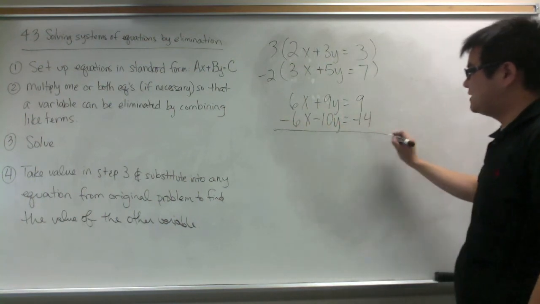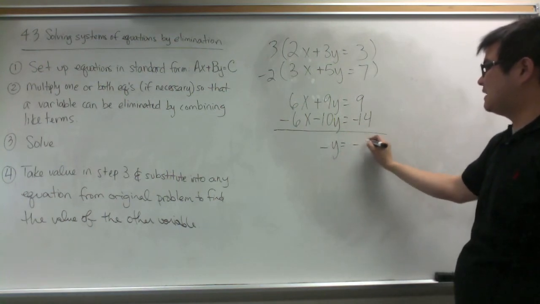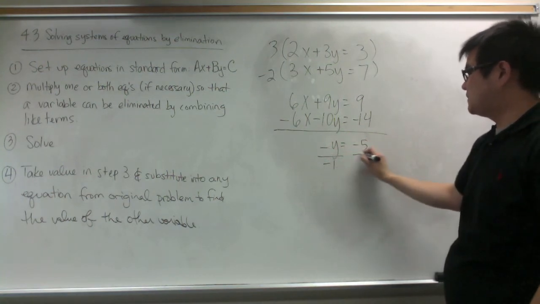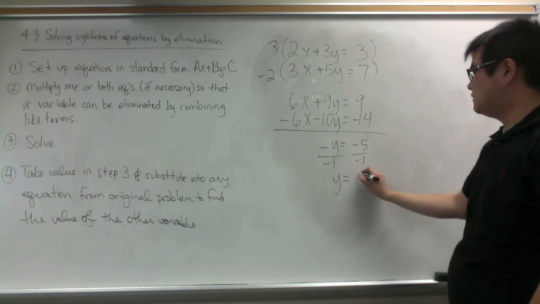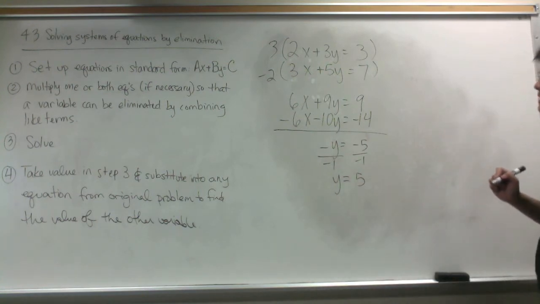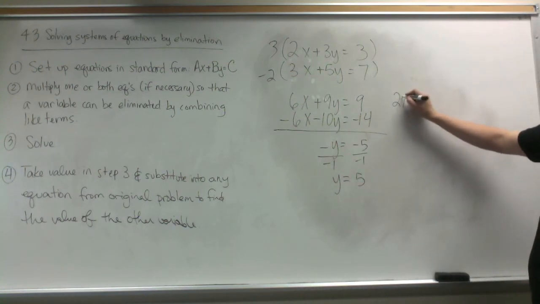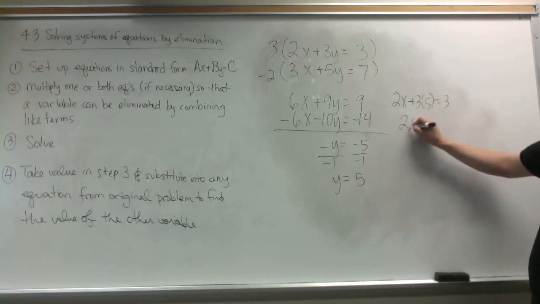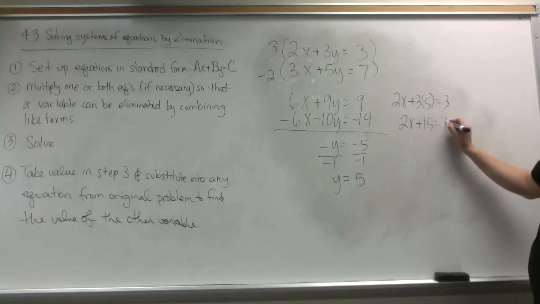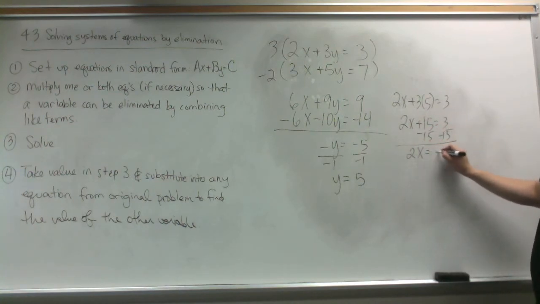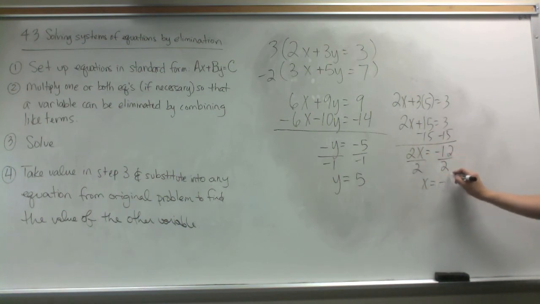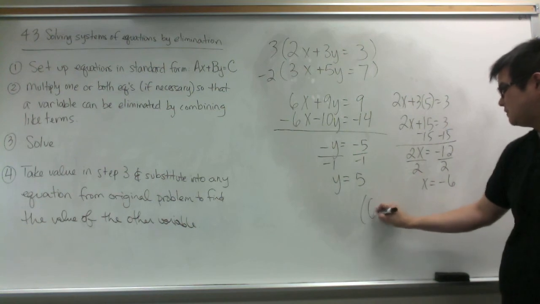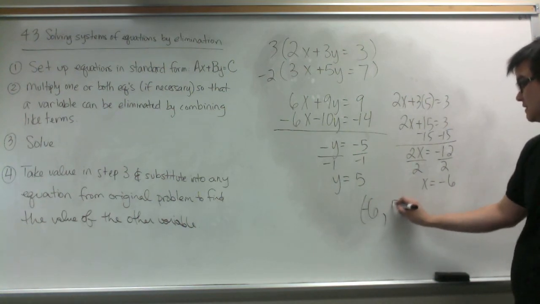I'm going to combine my like terms. I get negative y is equal to negative 5. Divide both sides by negative 1. Y is equal to 5. I'm going to substitute that into the first equation. 2x plus 3 times 5 is equal to 3. 2x plus 15 is equal to 3. Subtract 15 on both sides. 2x is equal to negative 12. Divide both sides by 2. X is equal to negative 6. So the system of equations solution is negative 6 and 5.